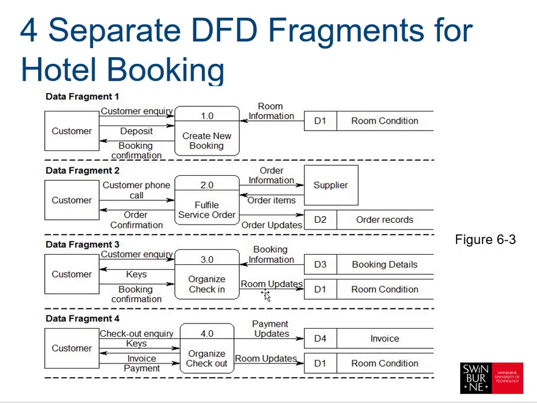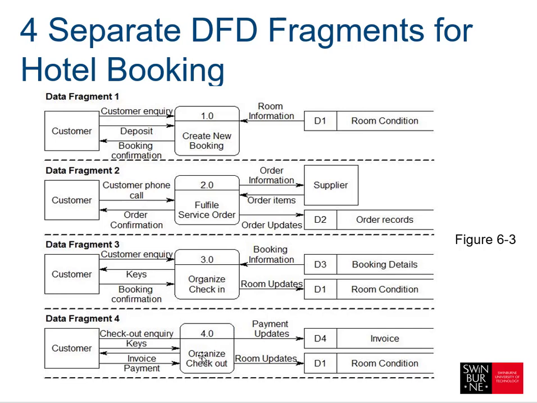So in order to process that information, in this hotel we need two entities: booking details and room condition. We need to read the booking information from the booking details in order to confirm whether this customer is a legitimate customer. And then once the key has been given, we are updating our system in the room condition entity.